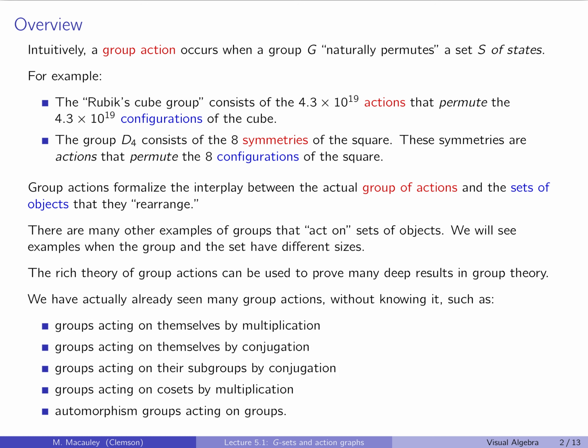We have already seen many group actions without knowing it, such as groups acting on themselves by multiplication or by conjugation, or groups acting on their subgroups by conjugation, or groups acting on cosets by multiplication. We've also seen automorphism groups acting on groups. But we just haven't used this terminology yet or formalized it in this way.